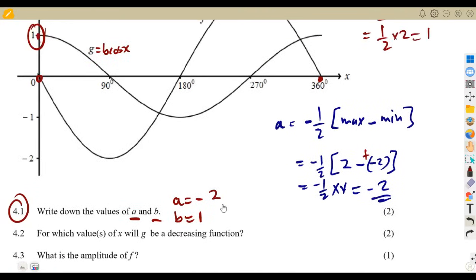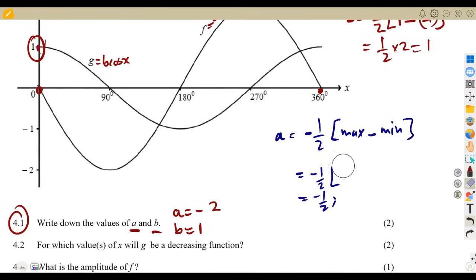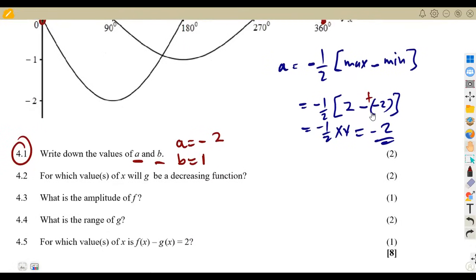So as you can see, we're having the same answer, just like what we could have done on this part, right? Let me just leave it because there's a question here that needs the amplitude.